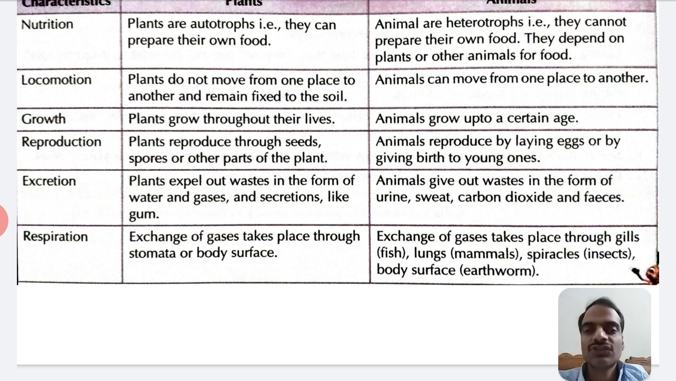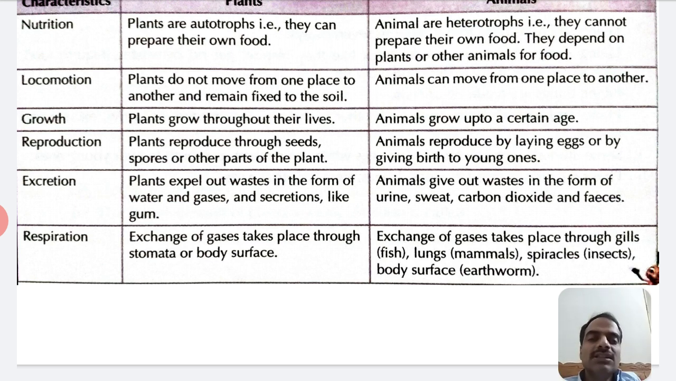In the process of photosynthesis, carbon dioxide is taken in and oxygen is given out. Because for photosynthesis, the plant requires carbon dioxide. So it takes in carbon dioxide, prepares food and gives out oxygen. So in respiration as well as photosynthesis, the plant shows exchange of gases. How does the gas exchange happen? It happens through the stomata of the leaves and through the body surface.